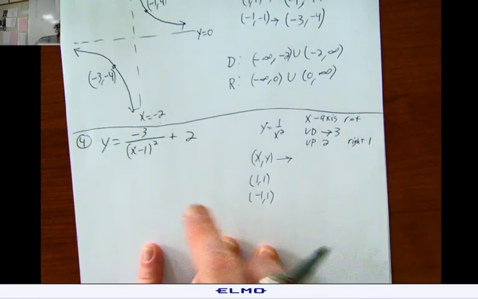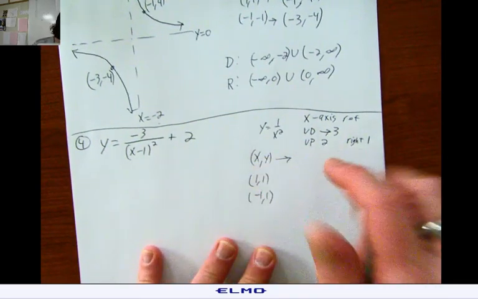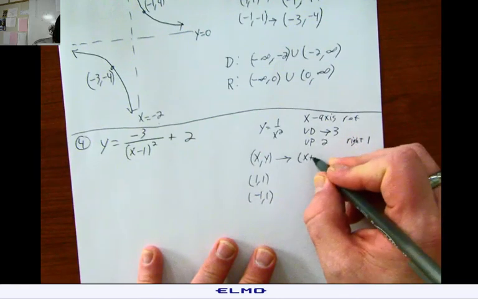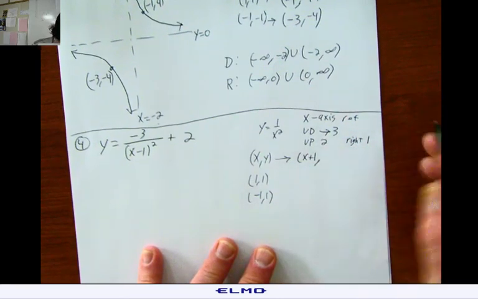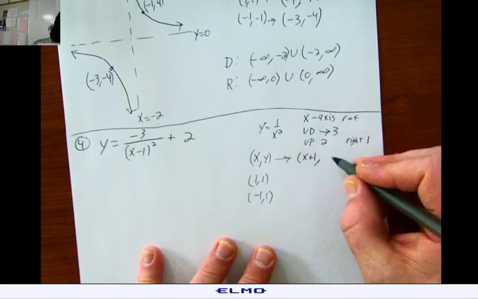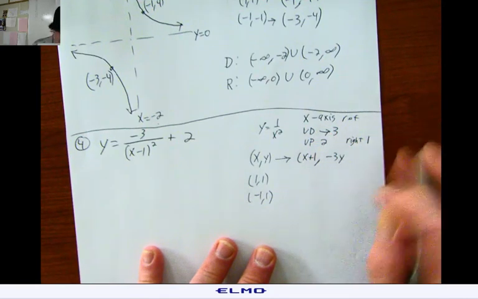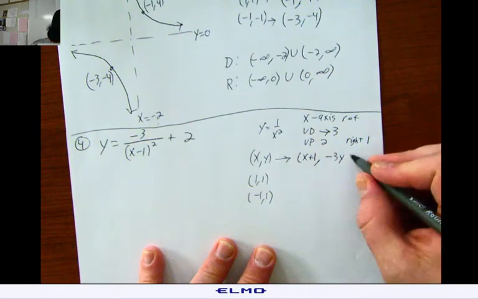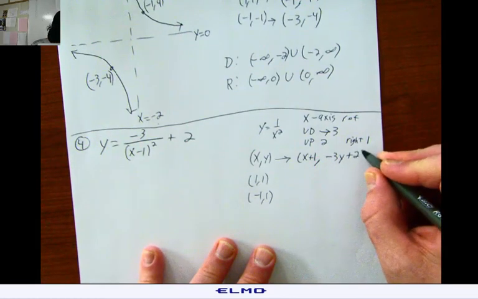The only thing that's going to affect the x-coordinate is this right 1, and that's going to be x plus 1. Now, you've got an x-axis reflection with a vertical dilation of 3, so negative 3y. And then after that, it's going to go up 2, so plus 2.